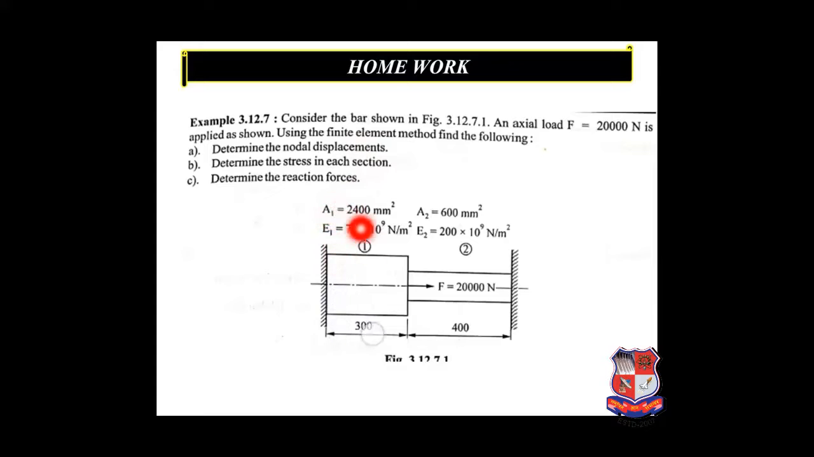Here they have not written anything in the diagram, they are giving the data separately. A1 is equal to 2400 mm square, A2 is equal to 600 mm square. E1 and E2 are both different. Have you observed? E1 is 70 raised to 9 Newton per mm square, E2 is equal to 210 raised to 9 Newton per mm square. Here also the same condition, both sides are fixed. So we can consider Q1 and Q3 both as 0. We just have to find Q2.